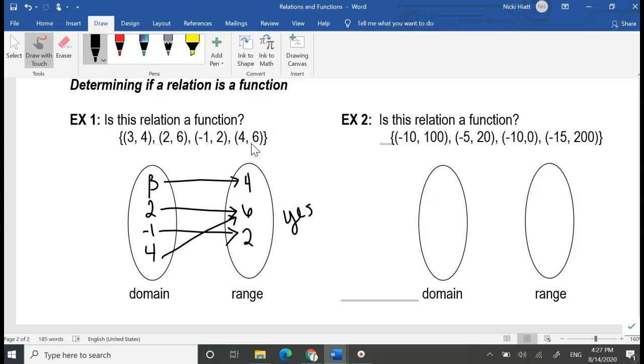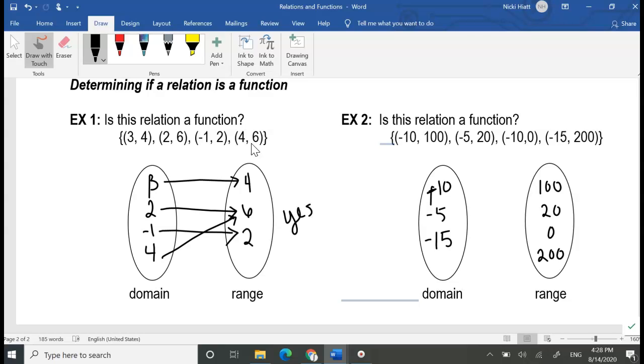For example 2, we've got this function. We've got -10, -5, -10 again, and -15. It's a negative right there. Sorry about that. That's our domain for this relation. And then we have 100, 20, 0, and 200 for our range.